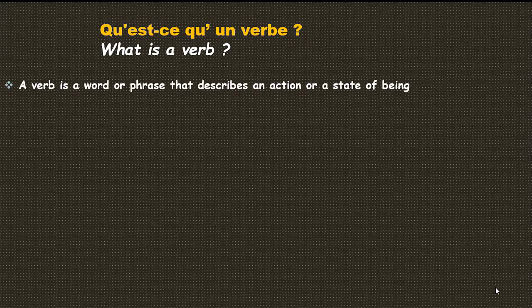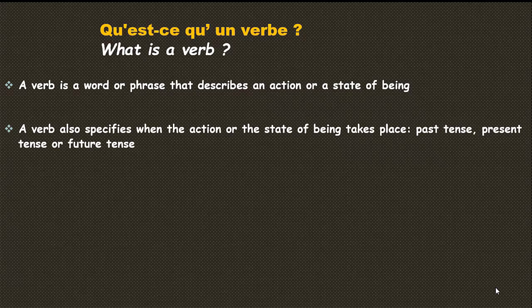A verb is a word or a phrase that describes an action or a state of being. It also specifies when the action or the state of being takes place, whether it takes place in the past, in the present, or in the future.